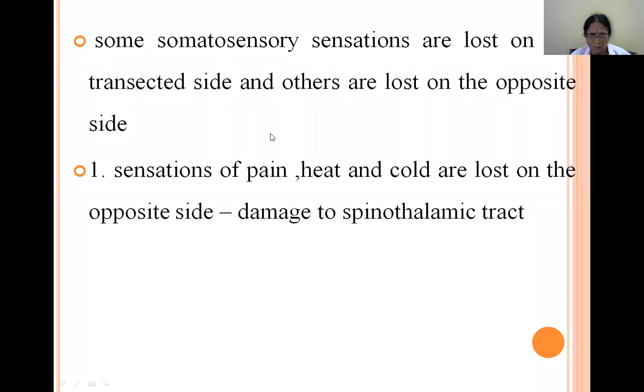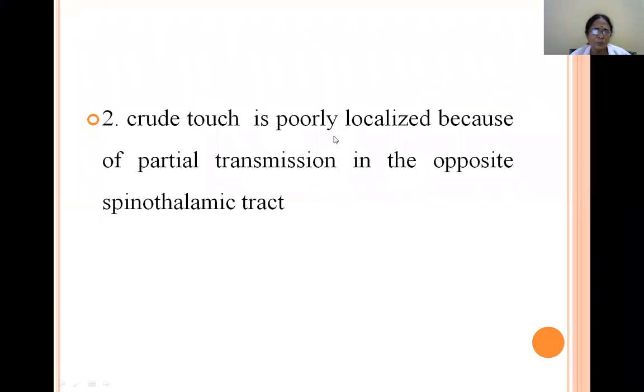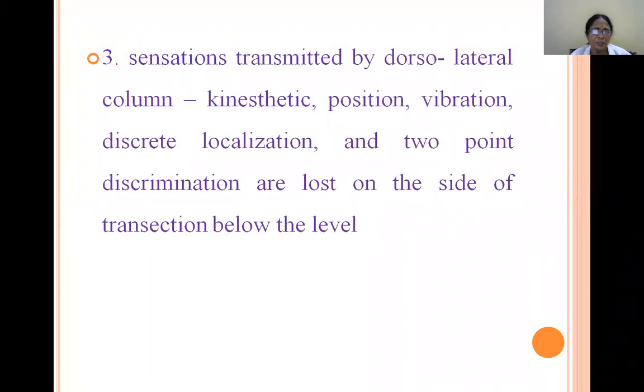Crude touch is poorly localized because there is partial transmission on the opposite side. So some sensations are still there because only partial transmission occurs to the opposite side, and some sensations are retained on the same side. Sensations transmitted by the dorsal column, kinesthetic, position sense, vibration, localization, 2-point discrimination, are lost on the same side because they are not crossing, they are going on the same side.